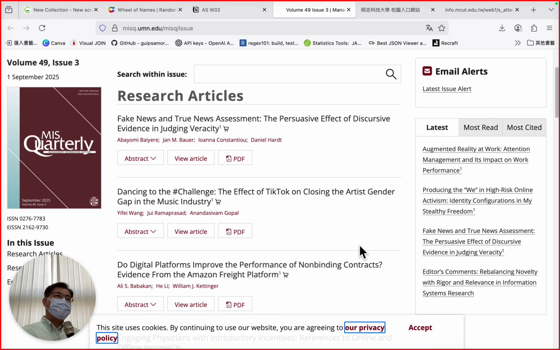Actually, I visit these three journals very often. When I was a PhD student, I had to read a lot of articles. My major is information technology. I study ERP, Enterprise Resource Planning systems. Do you know what ERP is?